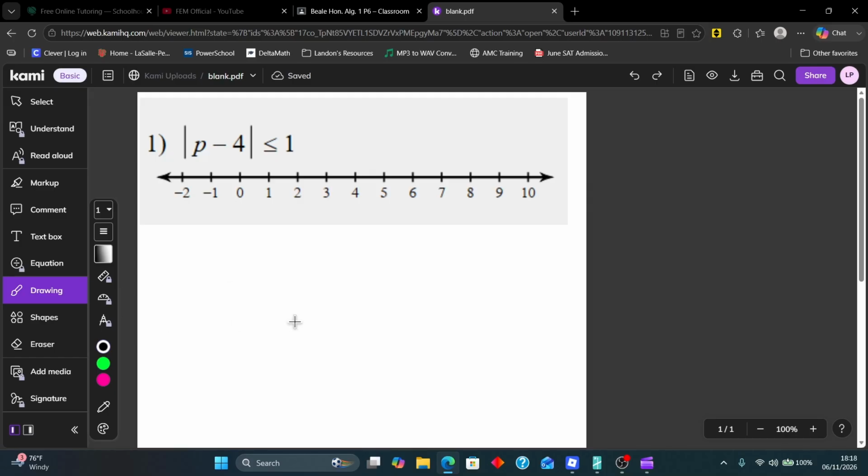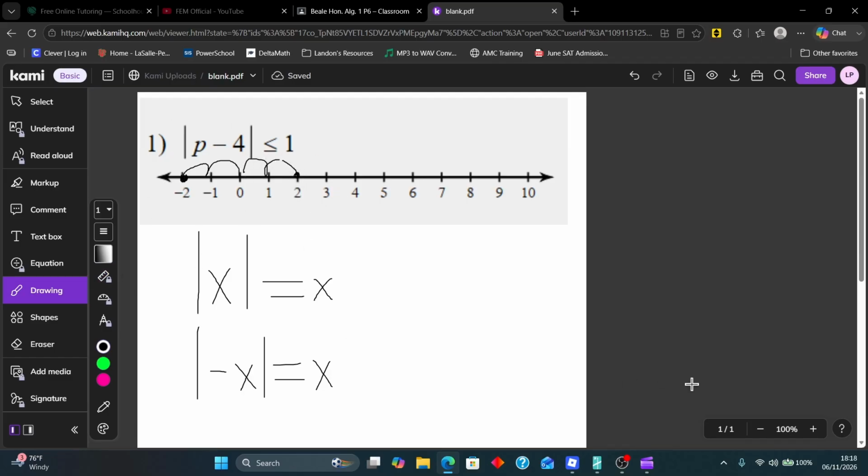Alright, so recall that the absolute value means the distance from 0. So, for example, the absolute value of x is going to be equal to x. The absolute value of negative x will be equal to x. And this is because it's the distance from 0. So let's just say negative 2, for example. I'm going to go 1, 2. So the absolute value of negative 2 is 2, because it's 2 away from 0. And same thing here, 2. So there we go. That's absolute value.